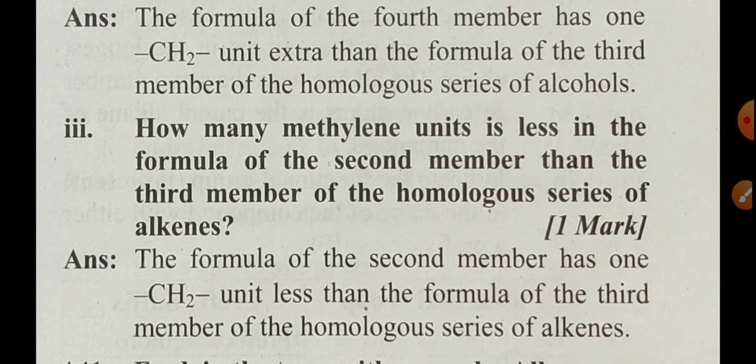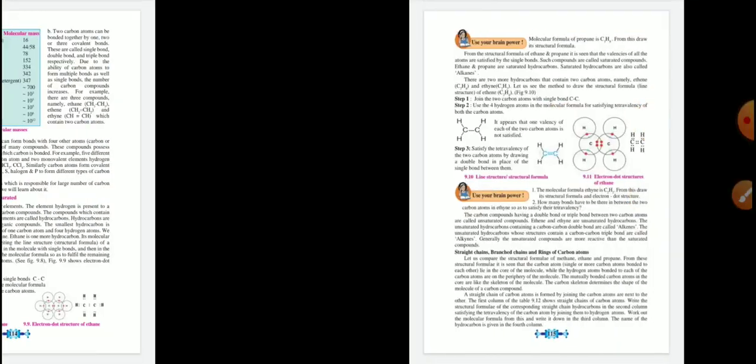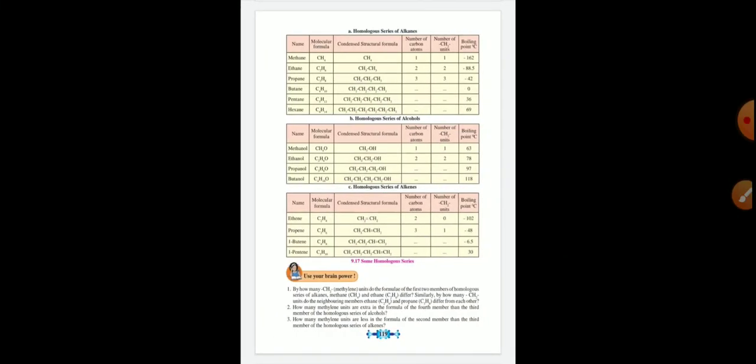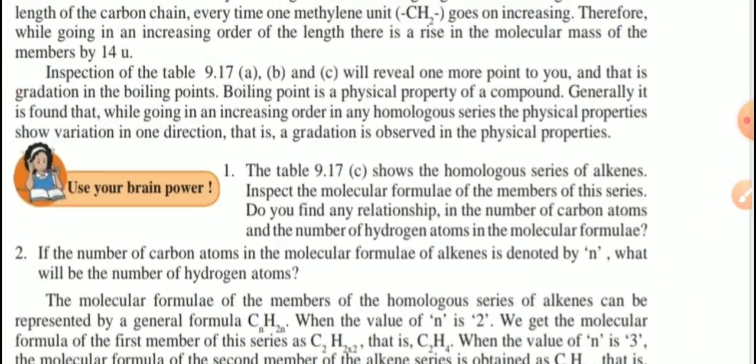The formula of the 2nd member has 1 CH2 unit less than the formula of the 3rd member of the homologous series of alkene. Check that. So this is the information given here. Clear? Next. Come back to our textbook page. Textbook page number what? 120.